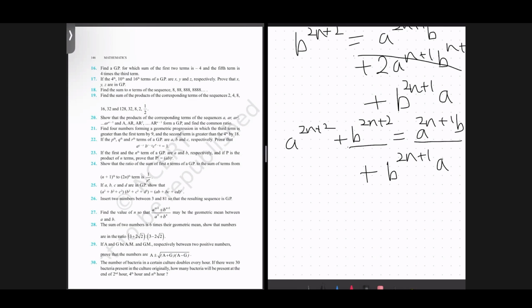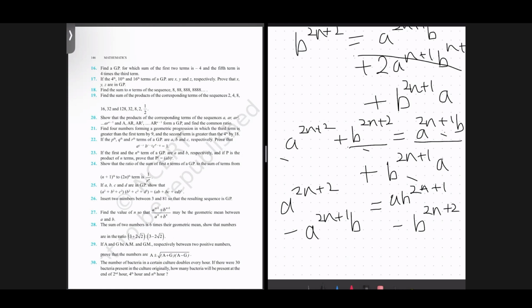You should do that because you'll be able to see that you can take a raised to the power 2n plus 1 common from this and this term. And you can take b raised to the power 2n plus 1 common from this and this term, right? So let's do that. So in the LHS, you get a raised to the power 2n plus 2 minus a raised to the power 2n plus 1 b. And on the RHS, you get b raised to the power 2n plus 1 a minus b raised to the power 2n plus 2.